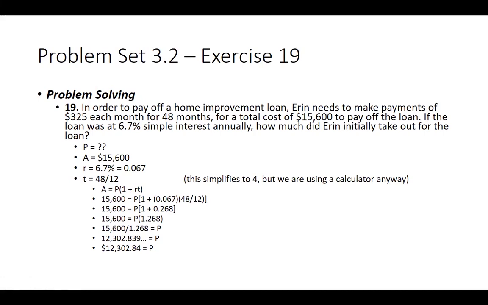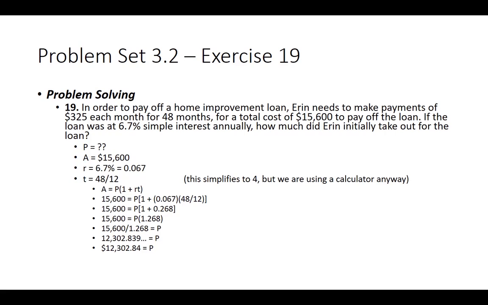Number 19. In order to pay off a home improvement loan, Aaron needs to make payments of $325 each month for 48 months, for a total cost of $15,600 to pay off the loan. If the loan was at 6.7% simple interest annually, how much did Aaron initially take out for the loan? So we're looking for how much he initially took out. That means we're looking for the principal.